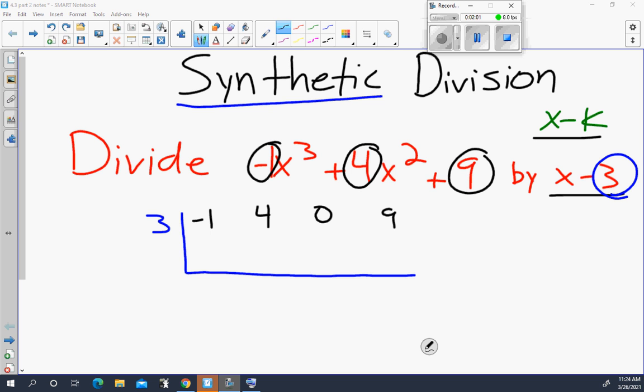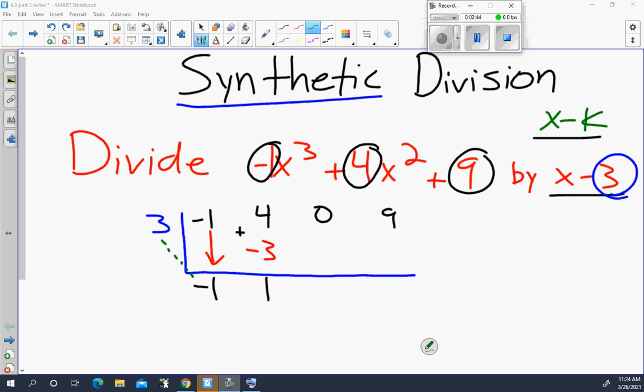All right, here's how we set synthetic division up. What we do is we're just going to drop this negative 1 down, so now it's below that line. And now we're going to multiply 3 by negative 1. What is 3 times negative 1? That's negative 3. So we're going to write that underneath our 4. And now we're going to add those two together. 4 plus negative 3 is 1.